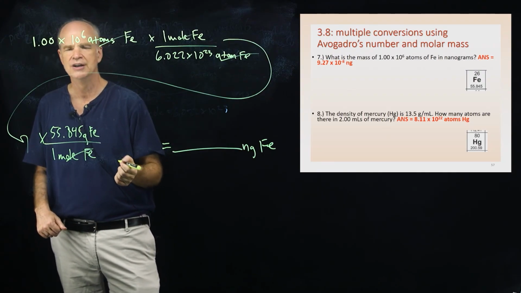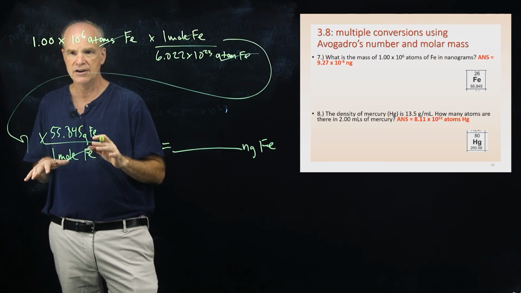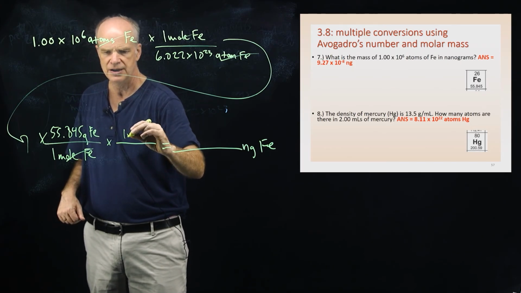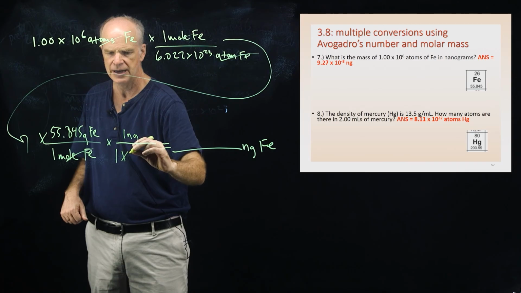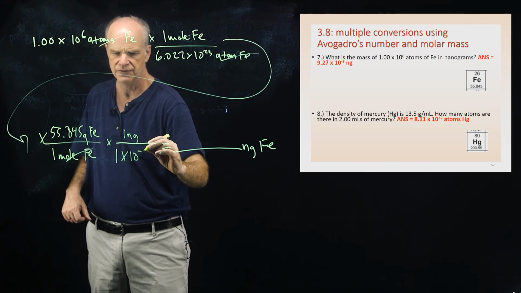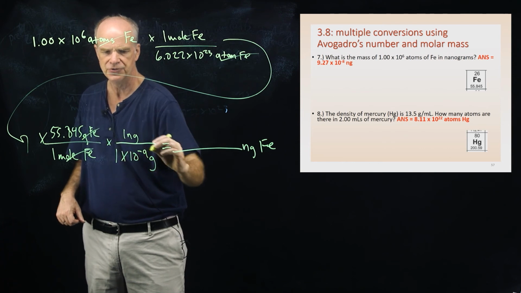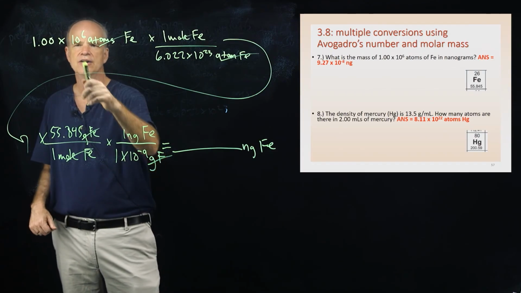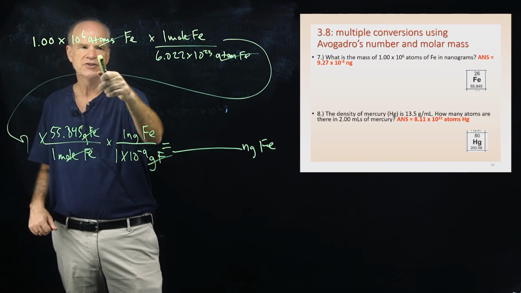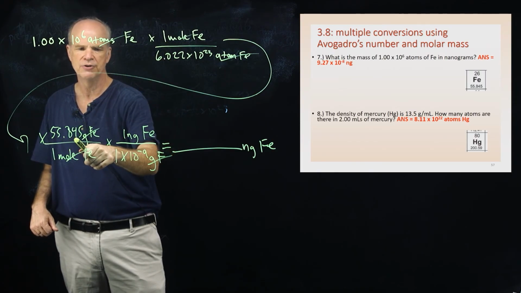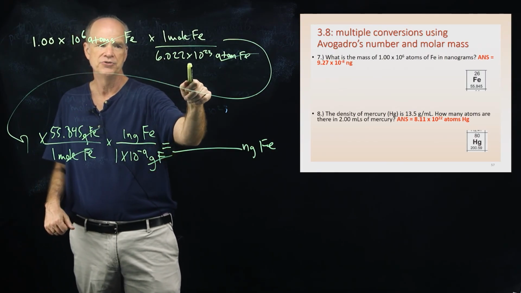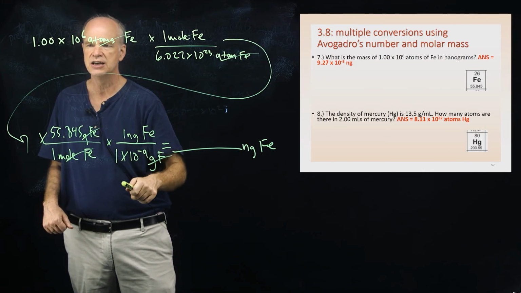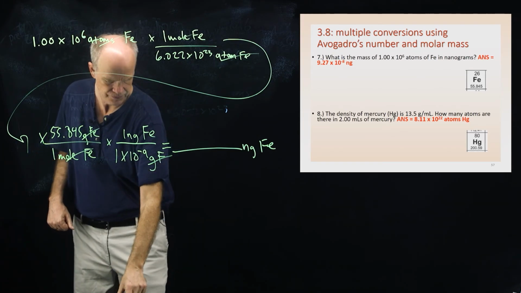And so what would be useful here is knowing the relationship between nanograms and grams. And so what I remember is that in 1 nanogram, there is 1 times 10 to the negative 9 grams. So grams of iron should cancel, and we should get an answer in nanograms of iron. So if you work that out, 1.00 times 10 to the 6 times 1 times 55.845 times 1 divided by 6.022 times 10 to the 23 divided by 1 times 10 to the negative 9, you should get that answer on the screen. So let's work on the next one.